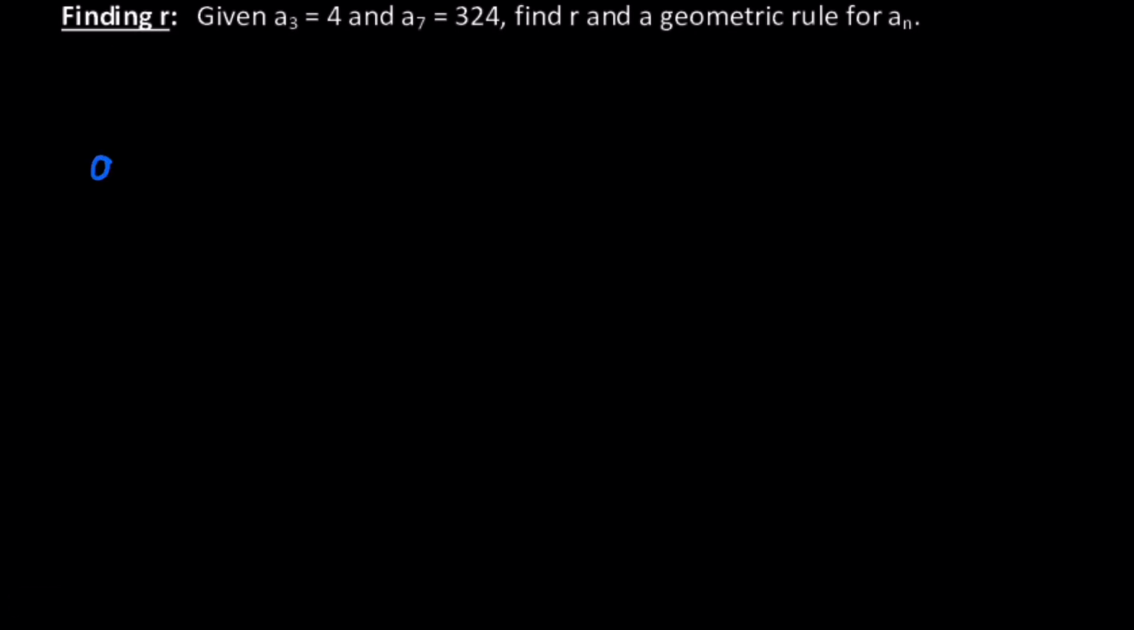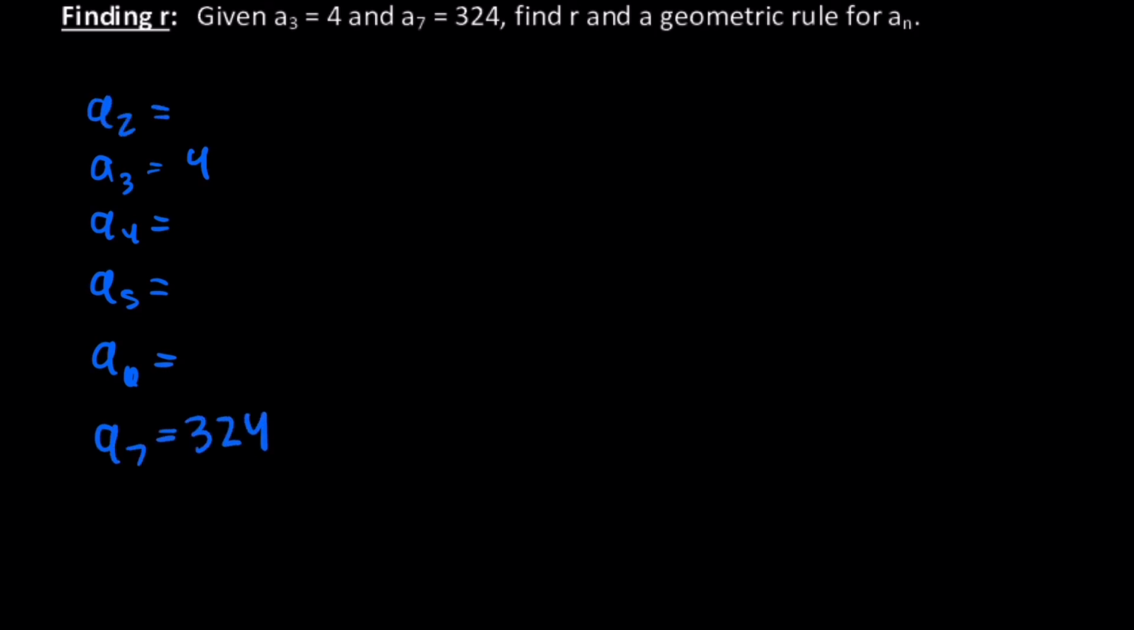A sub 3 is 4. I don't know what a sub 4 is, or a sub 5, or a sub 6. I do know a sub 7 is 324. And then I don't know a sub 2 or a sub 1. So again, let's play this game. To go from here to here, I have to multiply by R, multiply by R, multiply by R, and multiply by R. So what would I get here? 4 times R times R times R times R is 4R to the 4th.